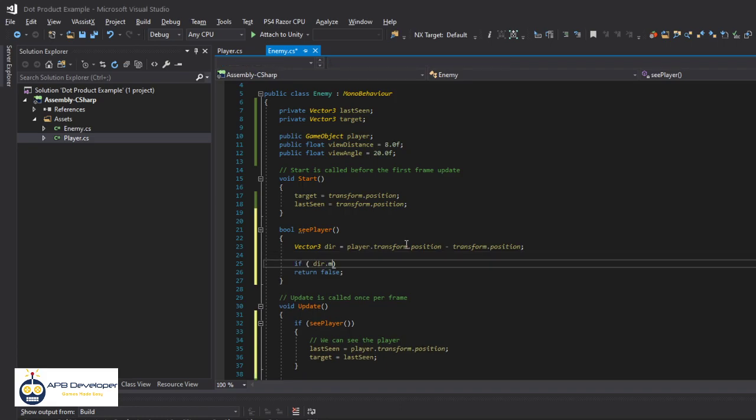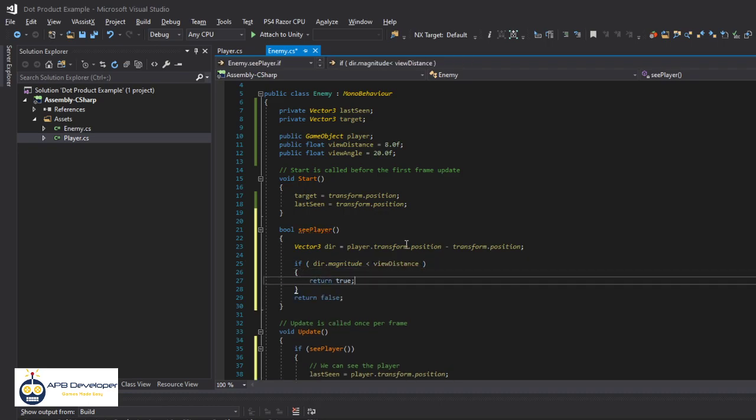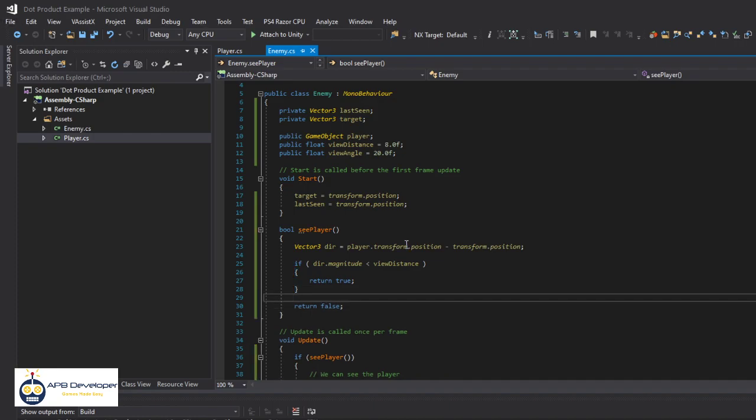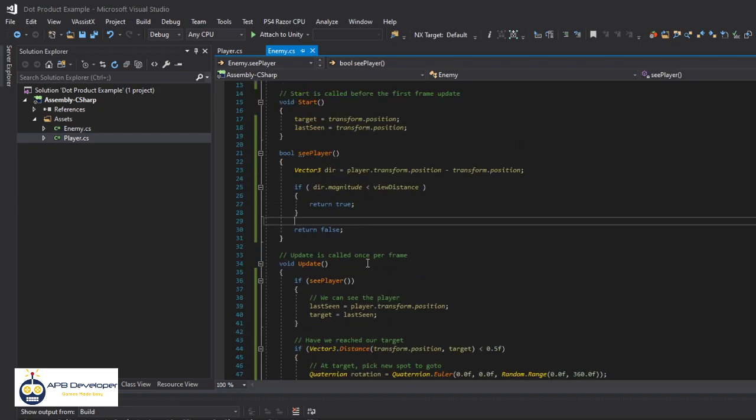So if we just take the magnitude, so that's the length of the direction, and that's less than the view distance, then we can just say we return true. We can see this. So that's very crude. It's not using dot product yet, but what it's saying is, can the tank see us?